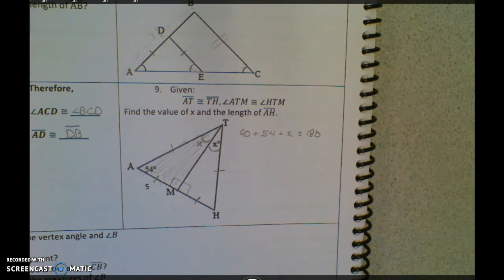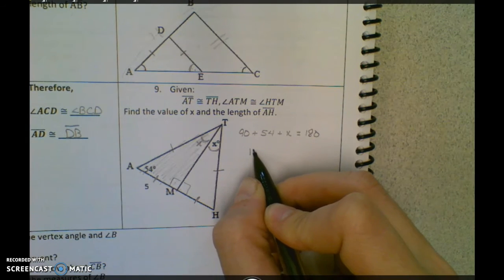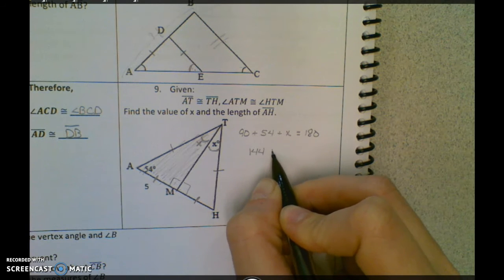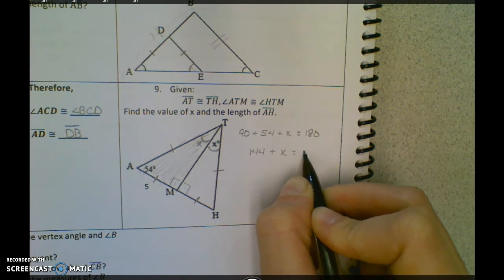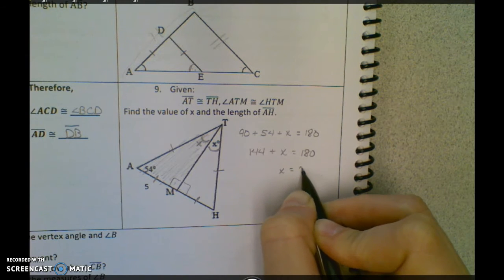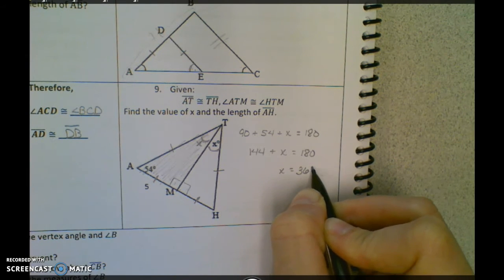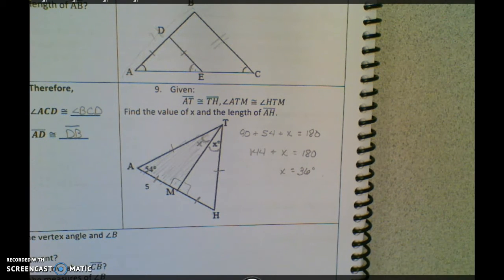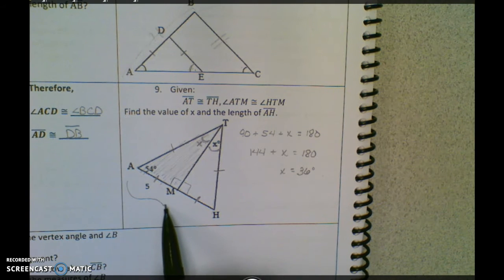We can start solving this by combining like terms. 90 plus 54 is 144. So I combine the angles I know. I'm going to subtract them from 180, since triangles have to sum to 180. That gets me 36 degrees. So we found x.